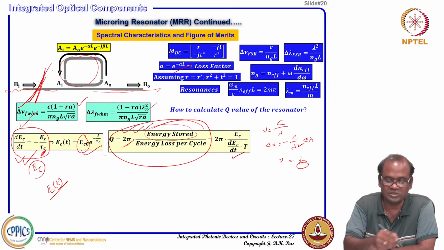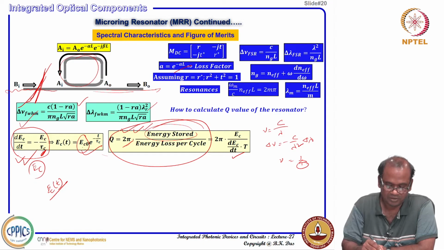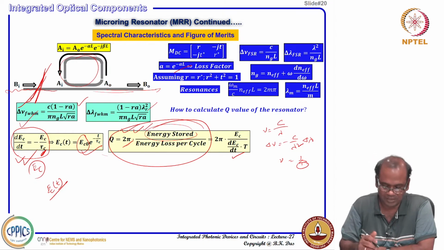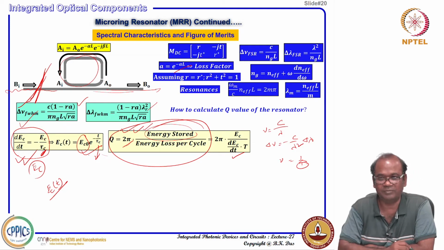Whenever you cut your input, it decays exponentially. Whatever energy is stored inside the ring will decay exponentially, and at t equal to tau c, that energy will drop to 1 by e. That is why it is called cavity lifetime.